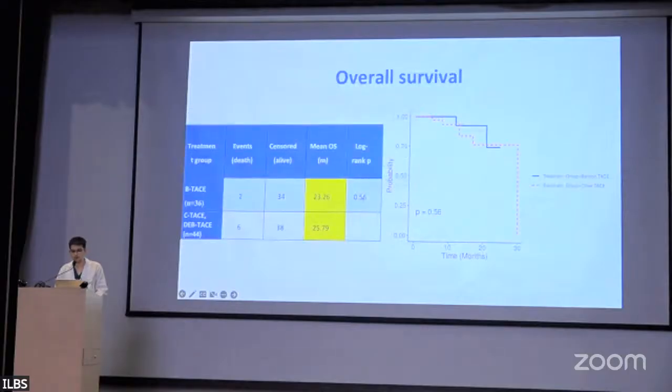The overall survival in the balloon TACE group was 23 months, while in the conventional DEB-TACE group, it was 25 months. But the p-value was not statistically significant. It was 0.56. And here in the blue, this is the balloon TACE, while in the red is the conventional TACE and DEB-TACE.